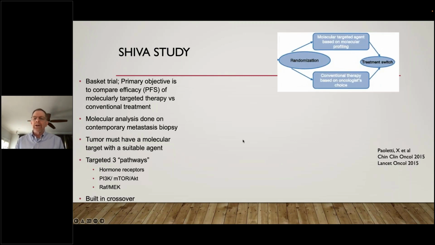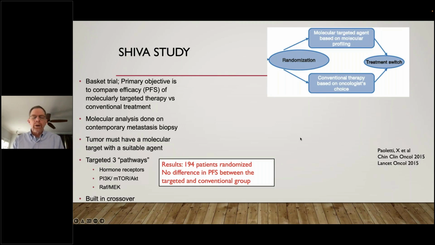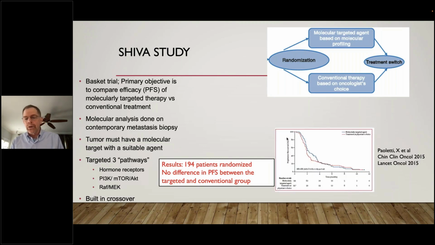But they really focused in on this idea of the randomization when there was a molecular targeted agent. So patients were then either sent to the conventional therapy, oncologist choice, or the molecular targeted therapy. And if the patient failed on one, they could cross over to the other. And importantly, there was a report that showed that they had randomized 194 patients, and the progression-free survival curve showed no difference with that primary choice. So an elegant study, but unfortunately, it did give us an algorithm, but not an efficacy signal.